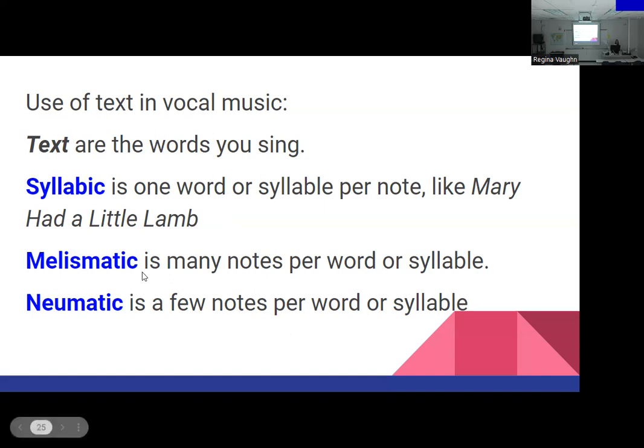Melismatic is when you have a bunch of notes on a word or syllable. A lot of people, when they perform the Star-Spangled Banner, especially at sporting events, tend to get very melismatic. And they stretch out words or syllables of words, and it becomes very decorated and sometimes almost unrecognizable as a tune, and that's melismatic. Pneumatic is a few notes, 2, maybe 3 per word or syllable.